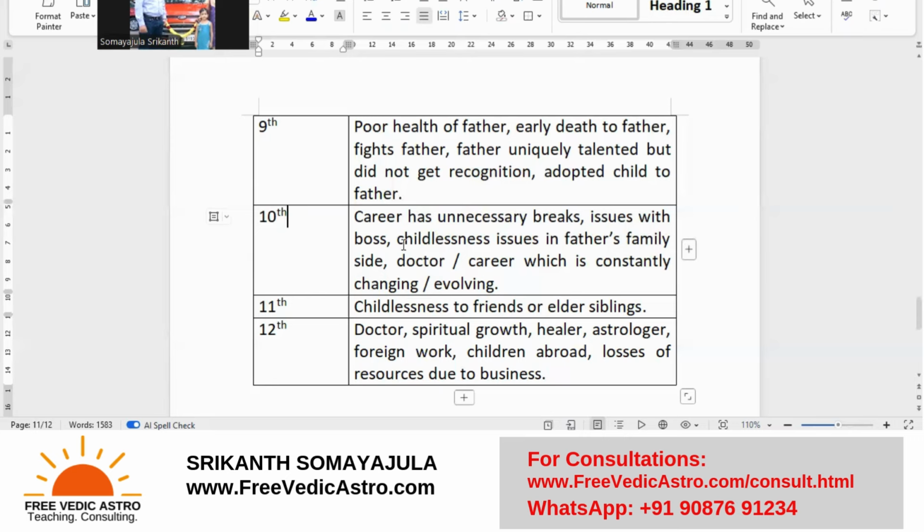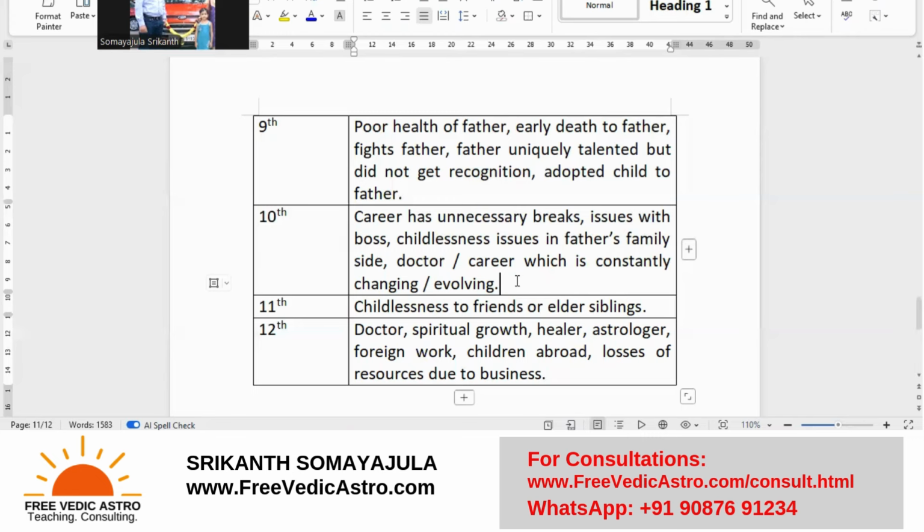If he is an ordinary person, his career has constant breaks. His boss does not approve his actions, right? There are challenges with the boss. There can be childlessness issues in the father's family, or his siblings do not have children, right? Or his career is constantly evolving or changing, right? And then the 11th house, you can see that the childlessness to friends or childlessness to elder siblings.